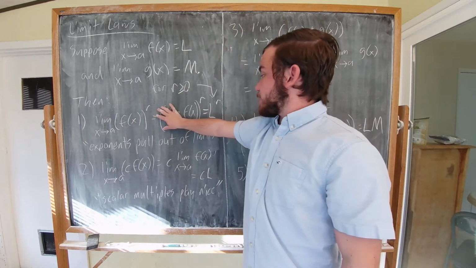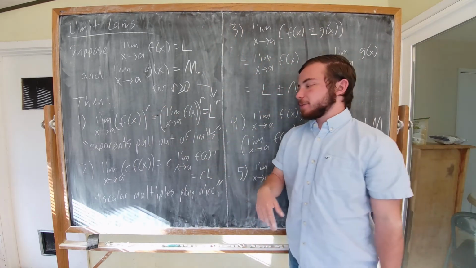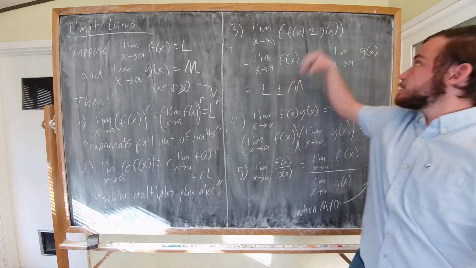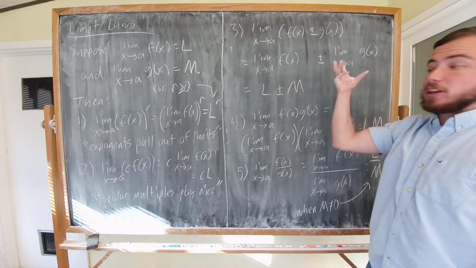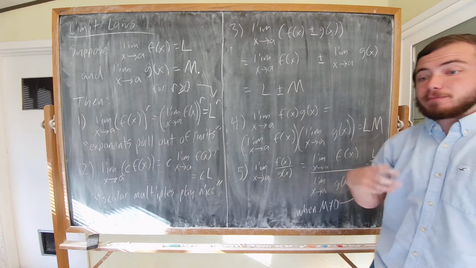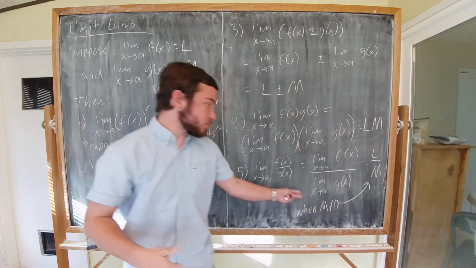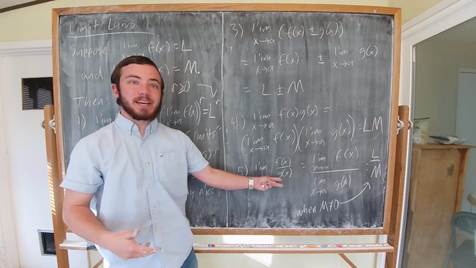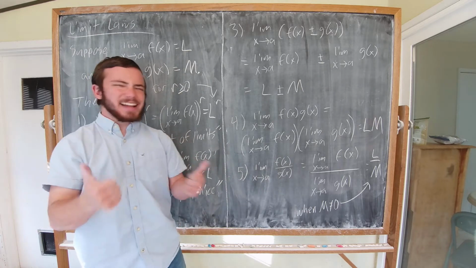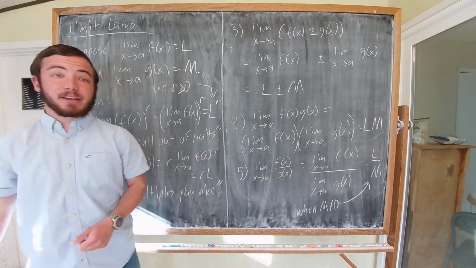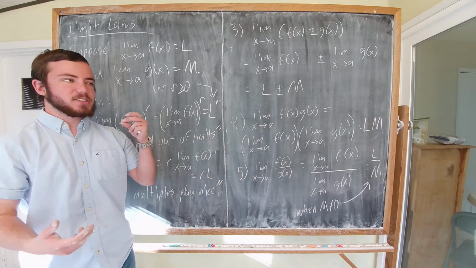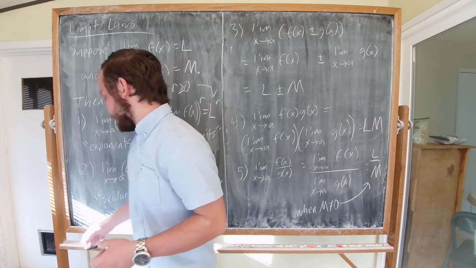But yeah, exponentiation pulls out of limits. Scalar multiples pull out of limits. Sum and difference pull out of limits. Multiplication, division, pull out of limits with the sensible restriction that you can't pull out division if it would make you do a divide by zero error. That's all great. And now we can compute a lot of really complicated limits with a lot less effort.